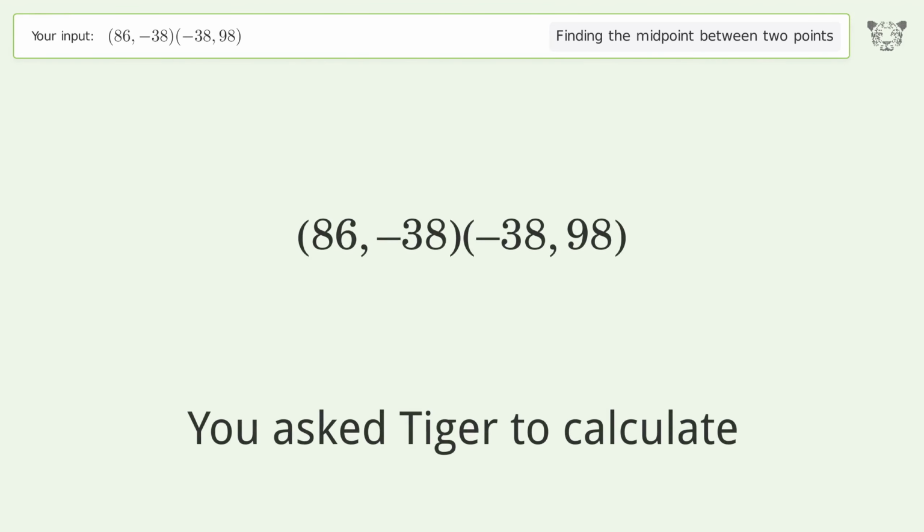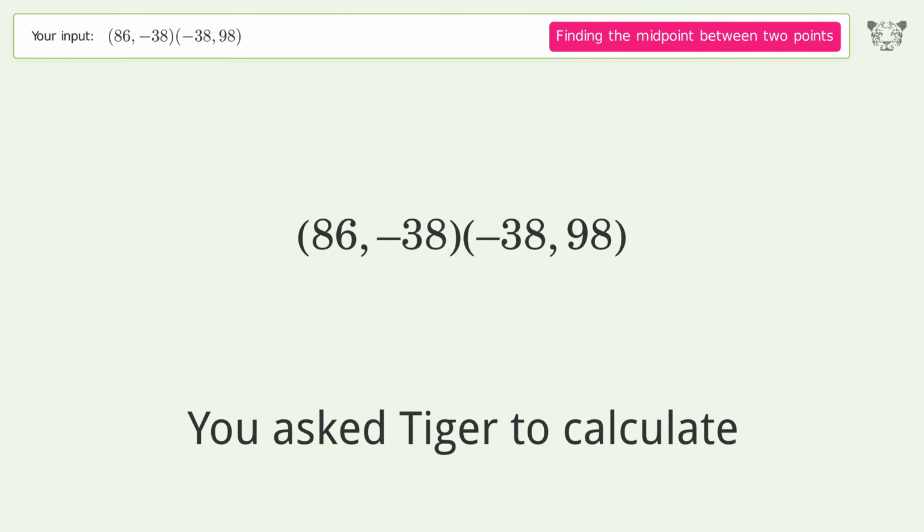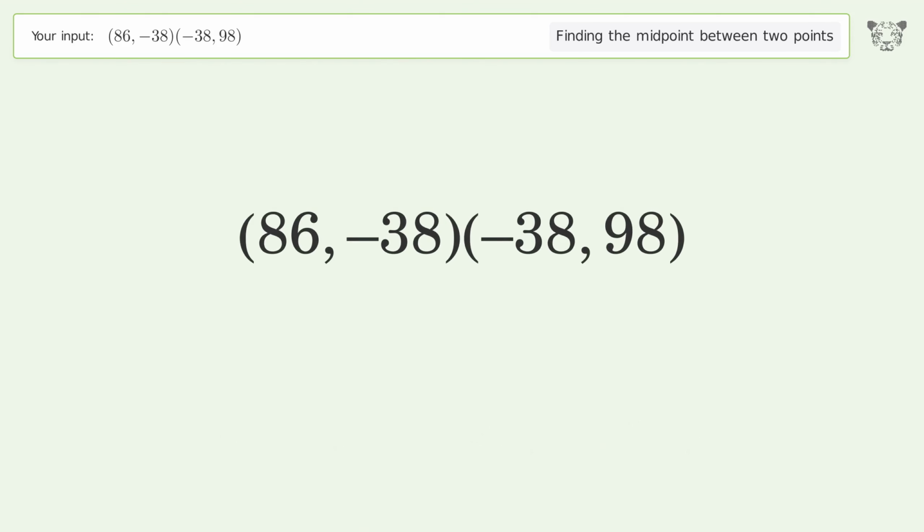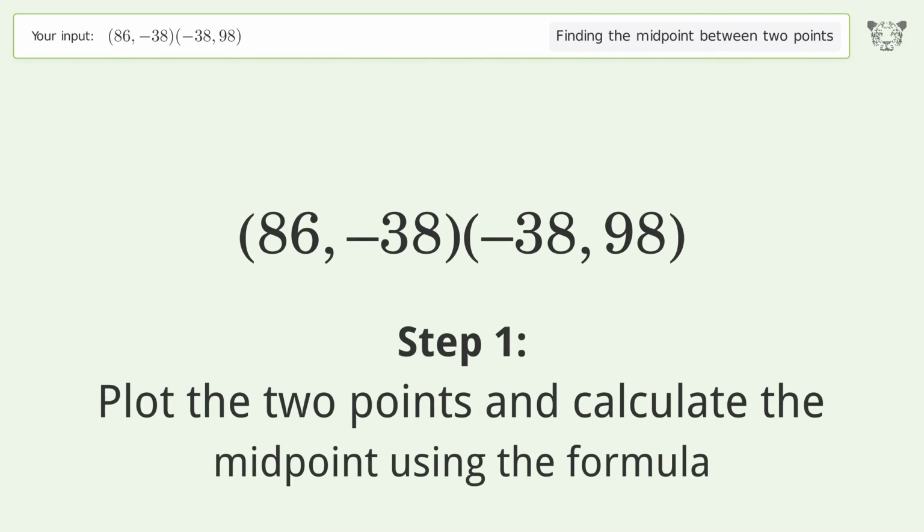You ask Tiger to calculate. This deals with finding the midpoint between 2 points. The midpoint between the 2 points is 24,30. Let's solve it step by step. Plot the 2 points and calculate the midpoint using the formula.